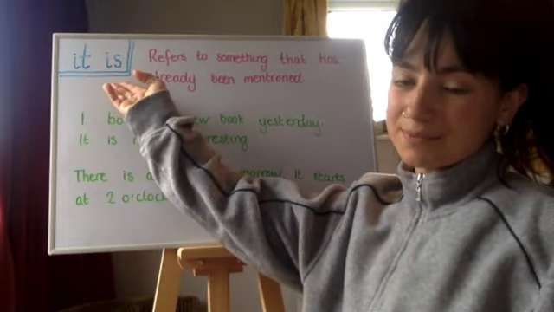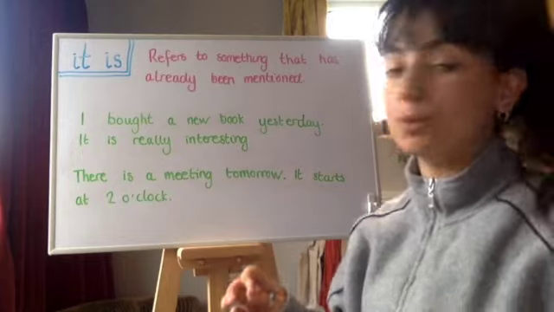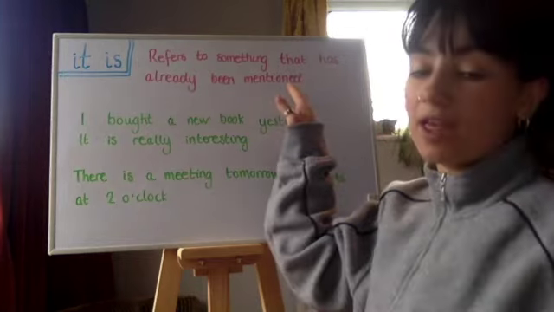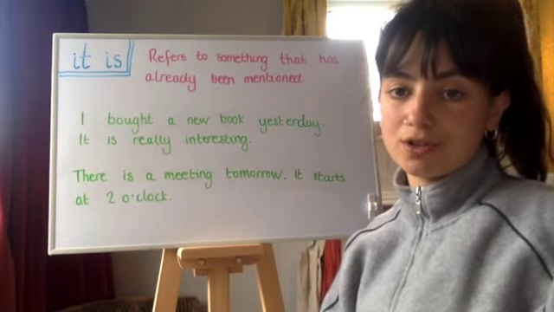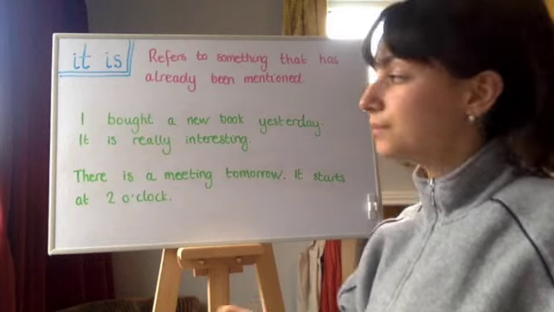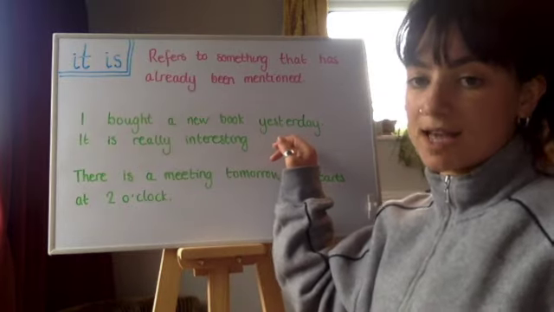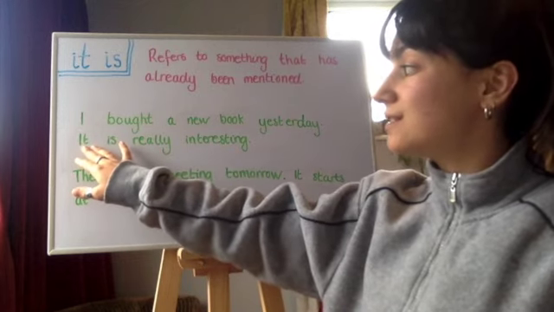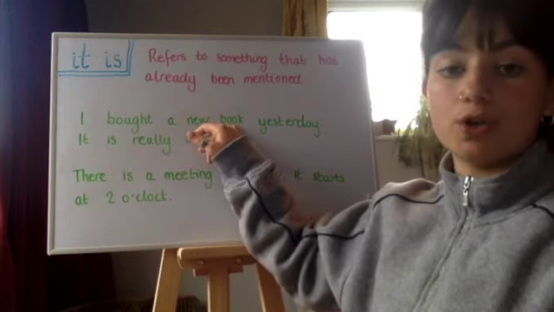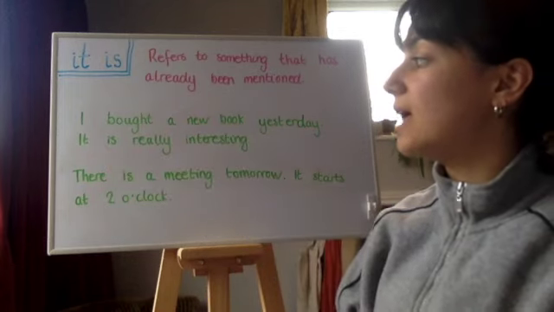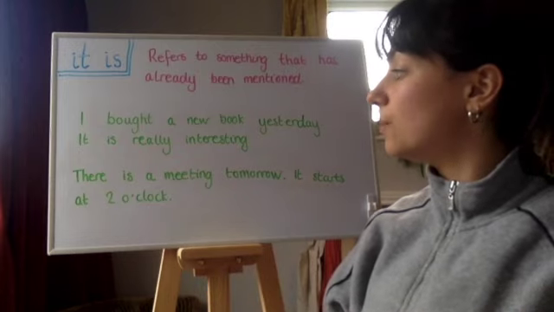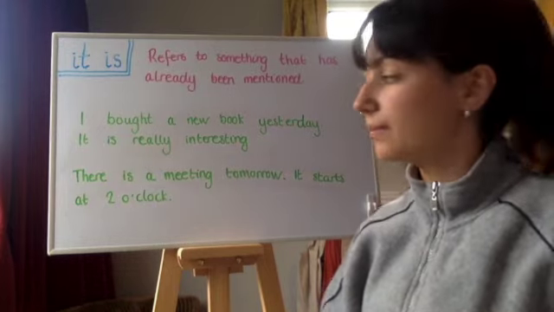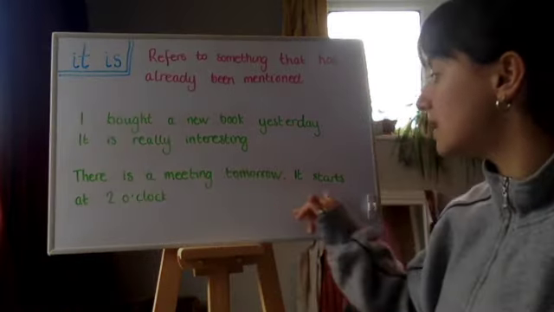So it is a very common phrase that we use in English, and it can be used to refer to something that has already been mentioned. For example, I bought a new book yesterday. It is really interesting. So it replaces the word book. So instead of saying I bought a new book yesterday, the book is really interesting, you can say it is really interesting.